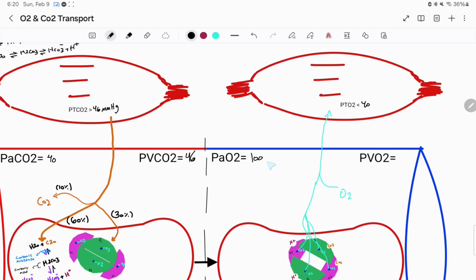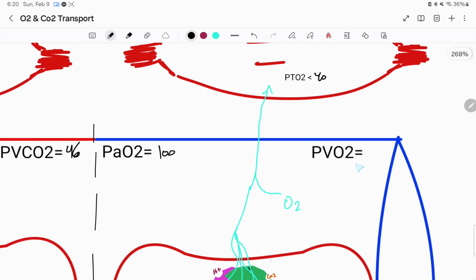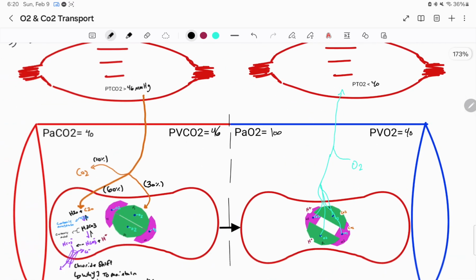And so what's going to happen? It's going to move down its concentration gradient until this number equilibrates with that number. And so at the venous side, when we leave, the partial pressure of oxygen is going to be 40 millimeters of mercury, going to the lungs to get re-oxygenated.